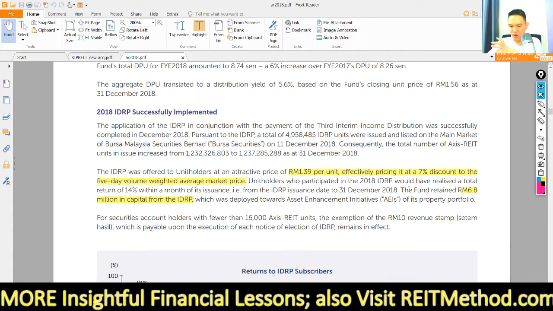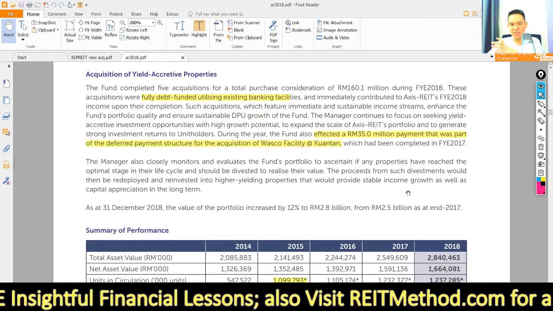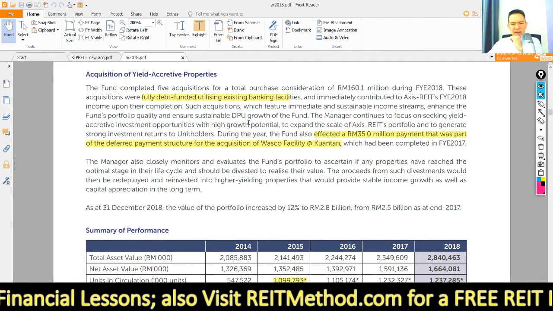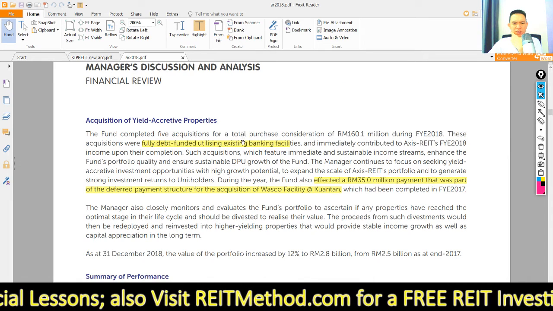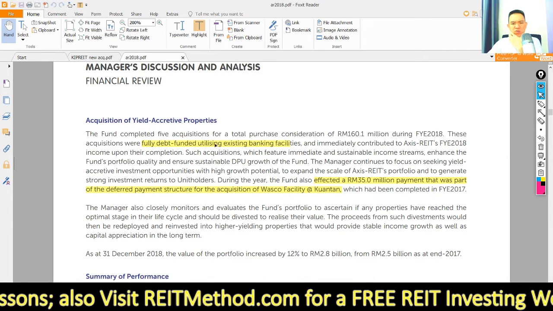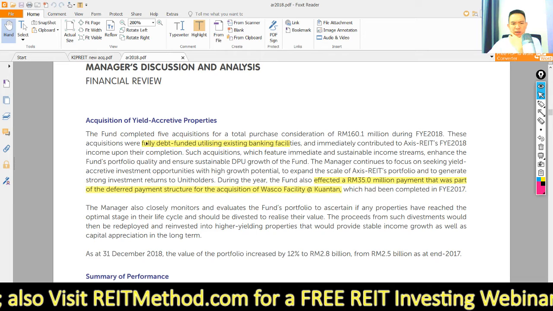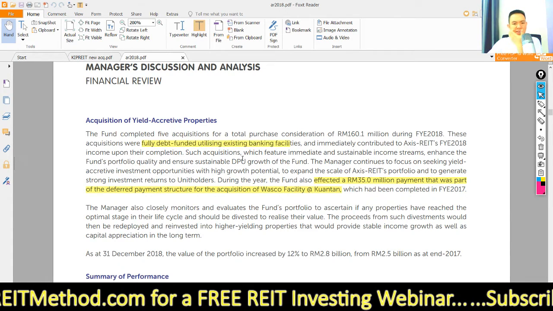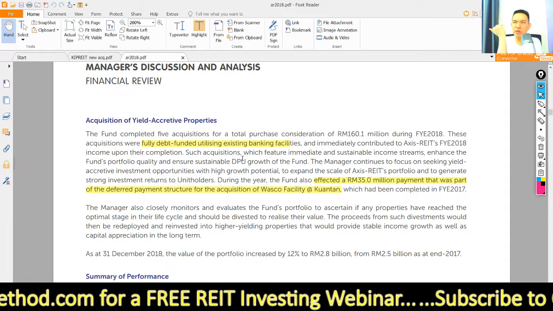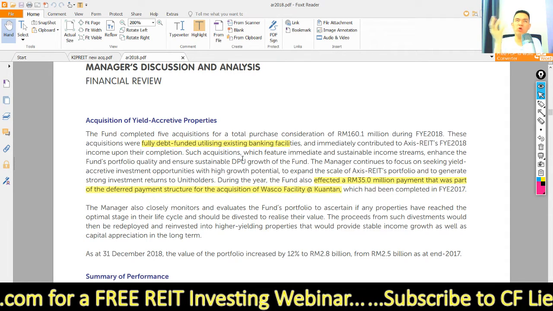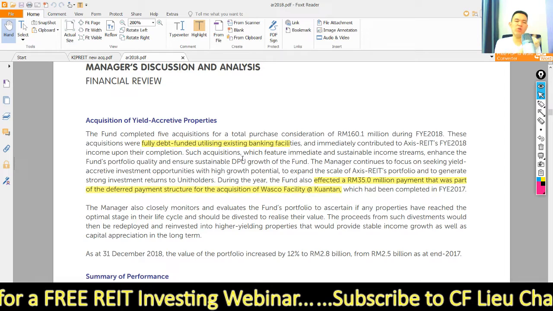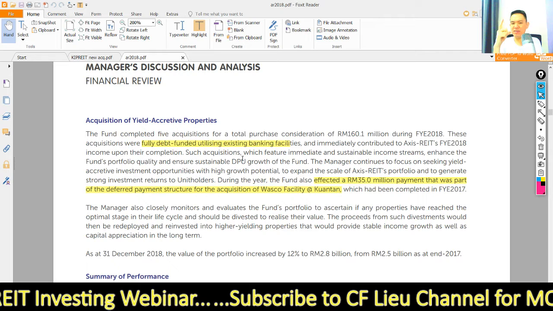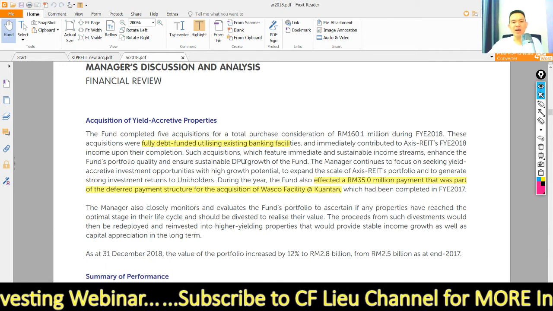Now moving on to page 56, I want to explain a bit on the acquisition of yield accretive property. It is fully debt funded, so they acquire 5 properties. Debt funded means they didn't issue new units. They just borrow more money from the bank using their existing property portfolio, some of which is charged to the bank. That's why you see an increase in the gearing.